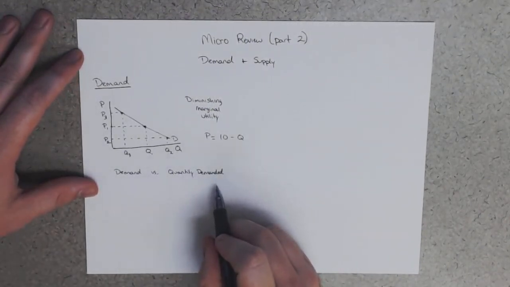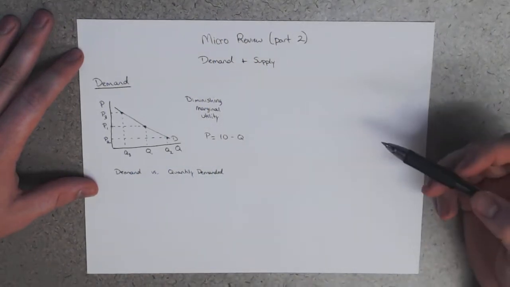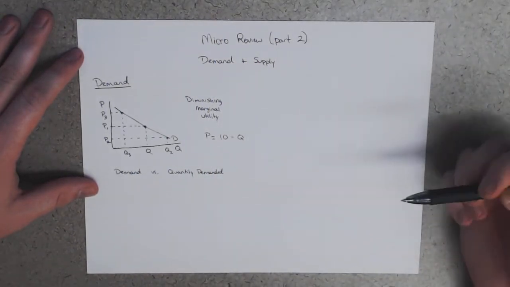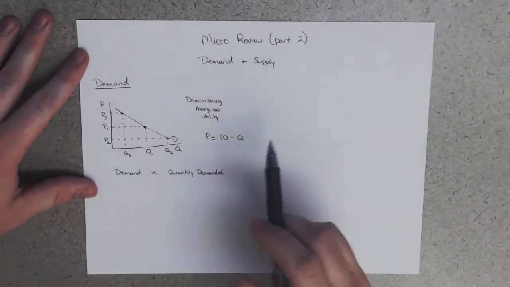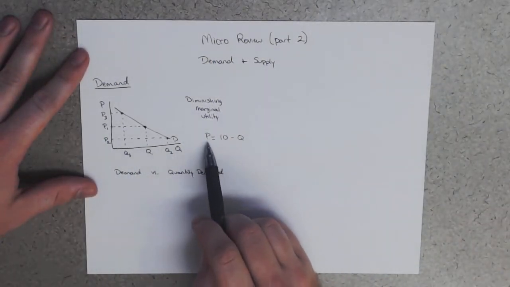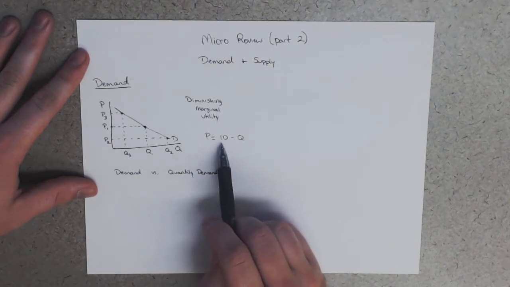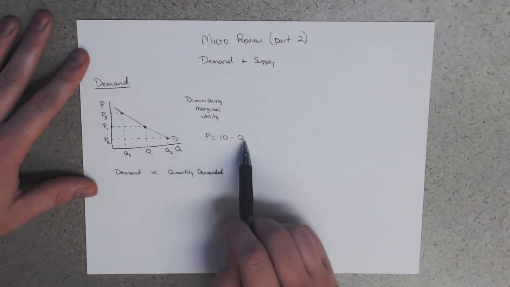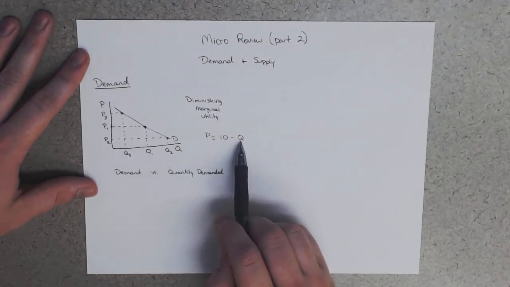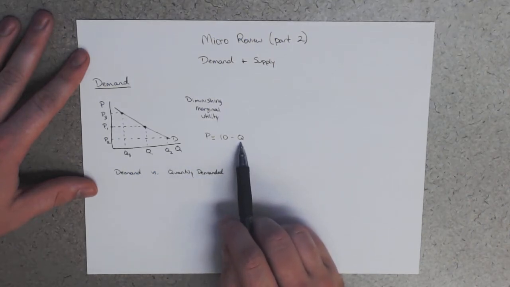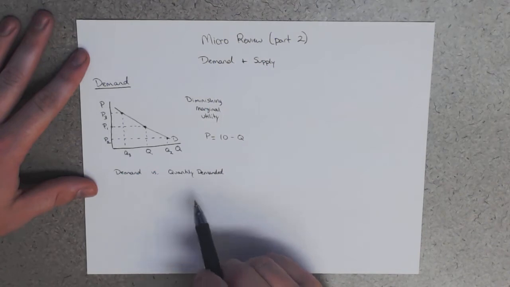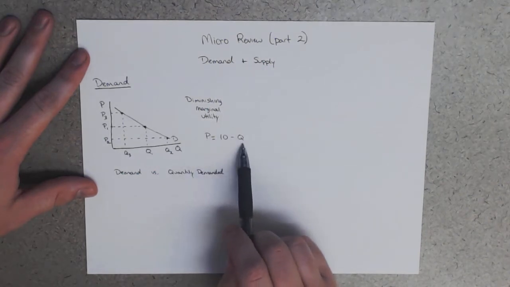Quantity demanded is the number of things that you buy at a given price. So if I were to say, at $5, if I plug 5 into here, 10 minus something equals 5, this thing must also be 5. At a price of 5, the quantity demanded equals 5. And at a price of 4, the quantity demanded equals 6.